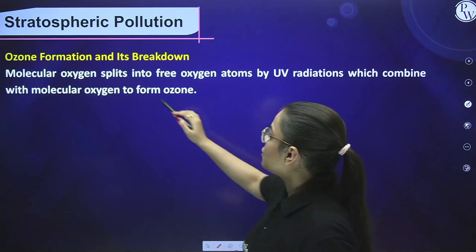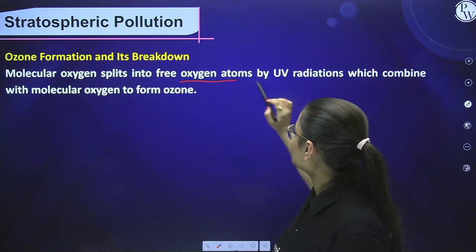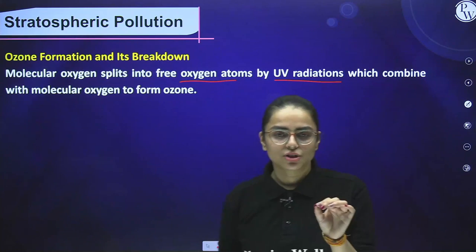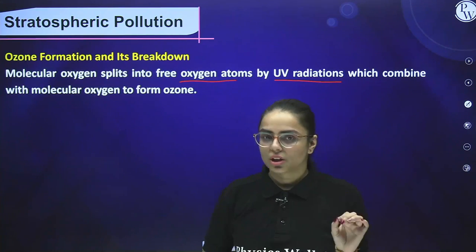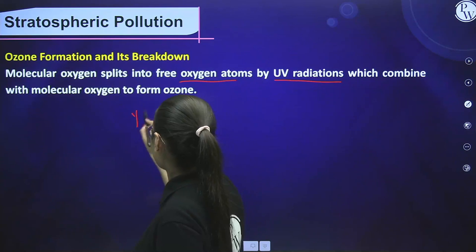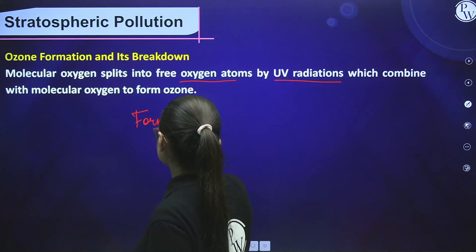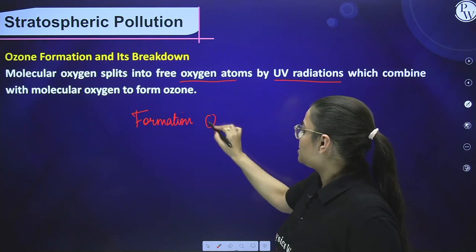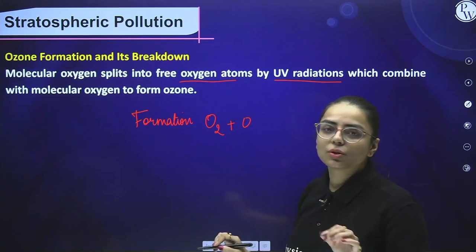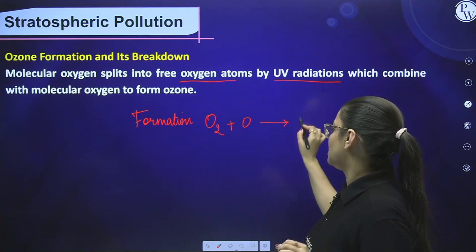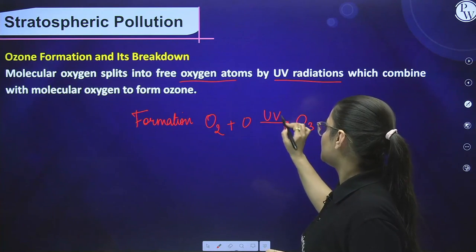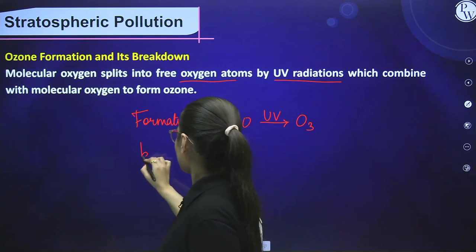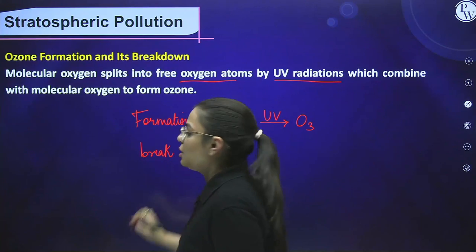So it says molecular oxygen splits into free oxygen atoms by UV radiations, which combine with molecular oxygen to form ozone. Now, what is this reaction? See here, formation and breakage both occur. If I talk about formation, O2 basically reacts with O, that is the nascent oxygen, leading to the formation of O3 by UV radiations, right? Now comes the breakage reaction.